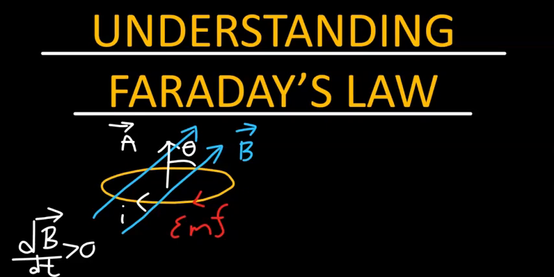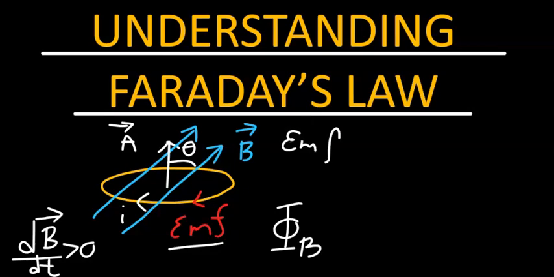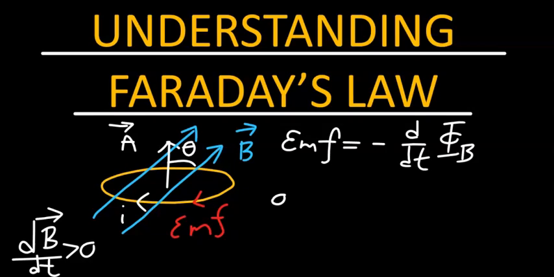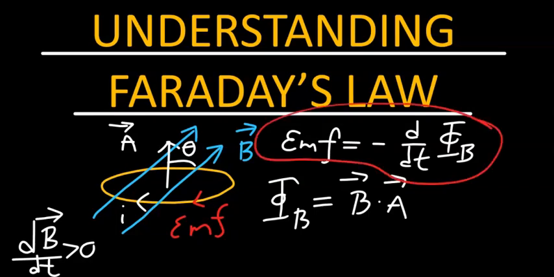Faraday's law relates the EMF induced to the change in magnetic flux through the loop. And this is how the equation looks. EMF induced equals minus the rate of change of magnetic flux through the loop, where the magnetic flux through the closed loop is defined to be the dot product of the magnetic field vector and the area vector. So that is Faraday's law.